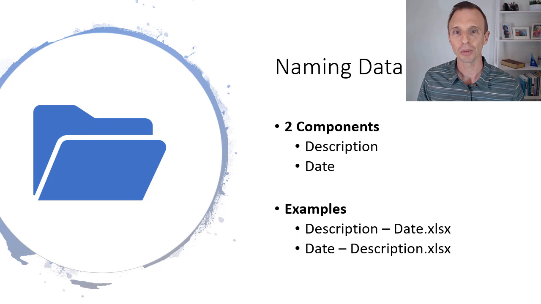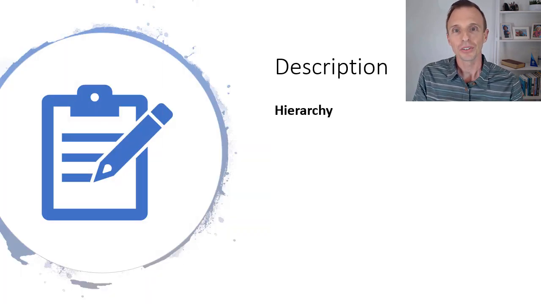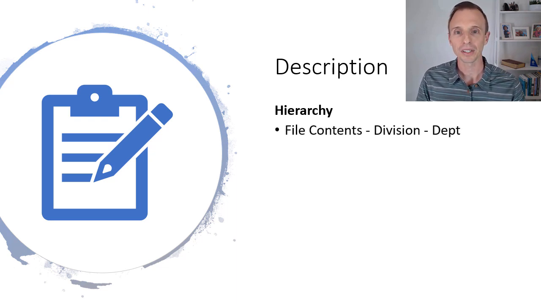Of these two components, we'll first take a look at the description. There's typically a hierarchy with this description. The first part will be whatever the file contents are. Maybe it's budget files, data files, sales exports, whatever your data is. And then we'll work our way down the hierarchy. So if we have different files with different data in it, but it's the same structure, maybe you have a file for specific divisions and then departments within those divisions.